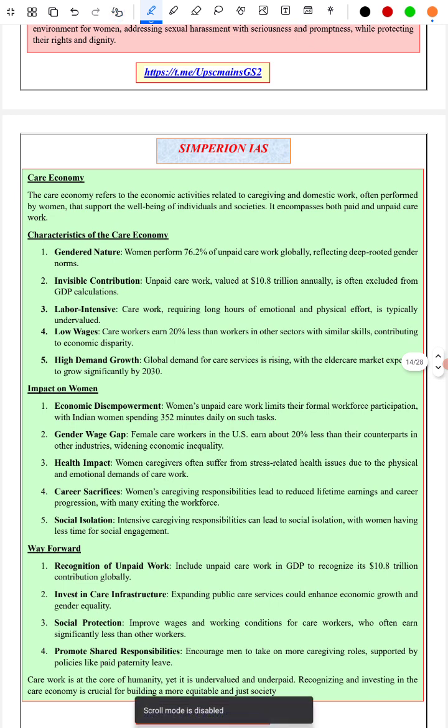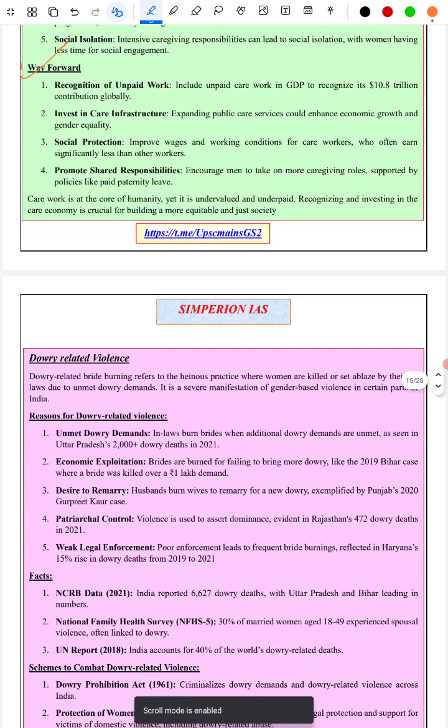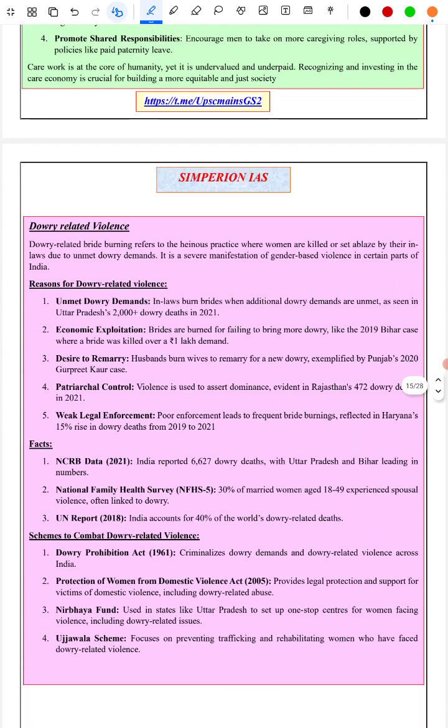Next topic we have covered is the care economy. What are the characteristics of the care economy, the impact of the care economy on women, and the way forward. Up next we have covered dowry related violence, the reasons for dowry related violence, a few important facts, and schemes to combat dowry related violence.